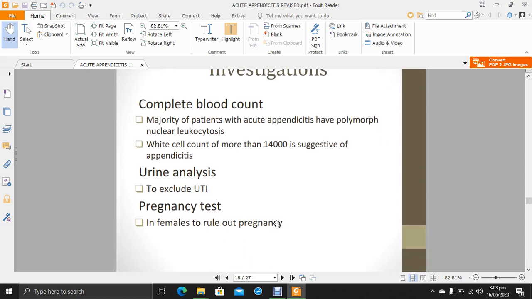The majority of patients with acute appendicitis have polymorphonuclear leukocytosis, and the white cell count will be higher. Though we have mentioned over here 14,000, if someone has a leukocyte count of 5,000 and it reaches up to 10,000, this is significant. And if someone has a normal leukocyte count of 10,000 or 11,000 and it reaches 14,000, this is quite significant. Urine analysis to exclude UTI and pregnancy test, especially this is very important in females.